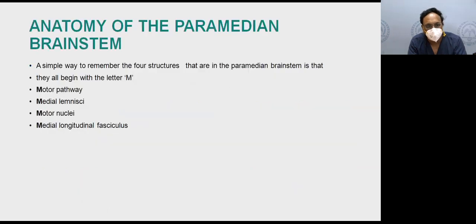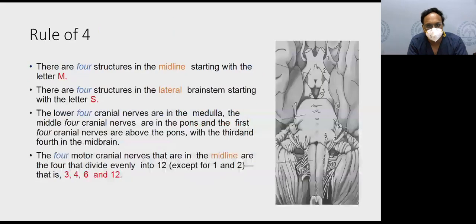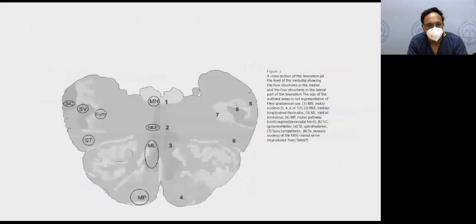And the pyramidal system, as I said before, all start with M. So motor pathway, medial lemniscus, motor nuclei, and MLF. So this is the picture. You can see these are all the medial, these are the lateral. Lateral is S and medial is M. So MP is the motor pathway, ML is the medial lemniscus, MLF is the medial longitudinal fasciculus, and this is the motor nuclei. So these 4 are in the midline, paramedial.